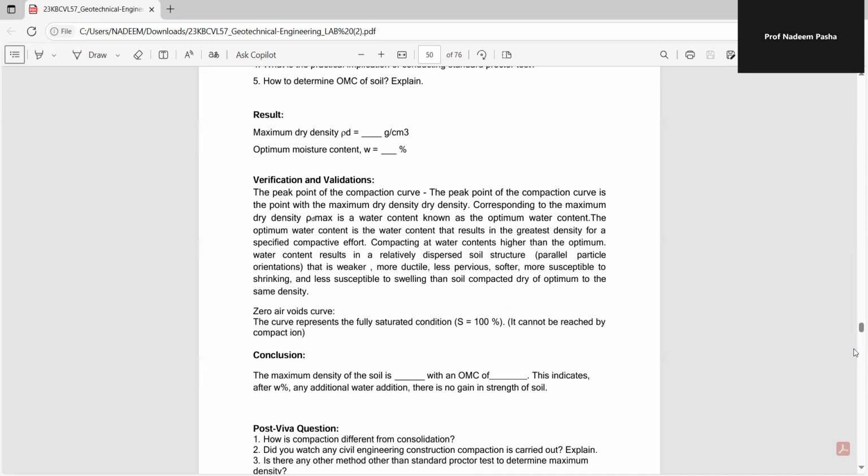So what are the post-viva questions? How is compaction different from consolidation? This I have already studied; if you explore, you can say more in today's class also. Compaction and consolidation are different. They are not interconnected to each other. Did you watch any civil engineering construction compaction videos? I have watched videos for compaction. Is there any other method other than the standard method to determine maximum density? That needs to be found out.